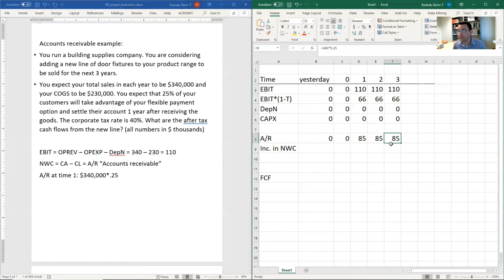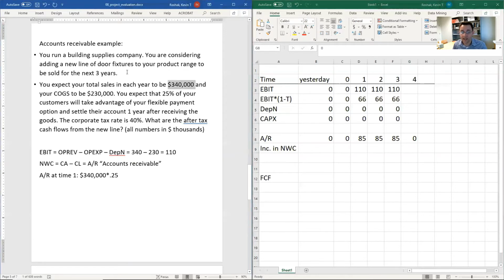Almost. What happens to this final 85? Well, eventually they pay us back. That happens at time 4. So eventually at time 4, this accounts receivable goes to 0 when all the customers pay us back.